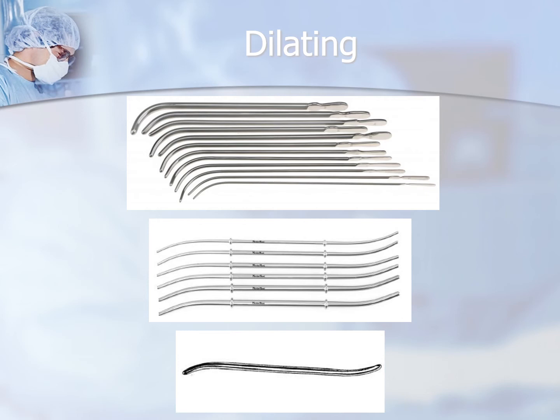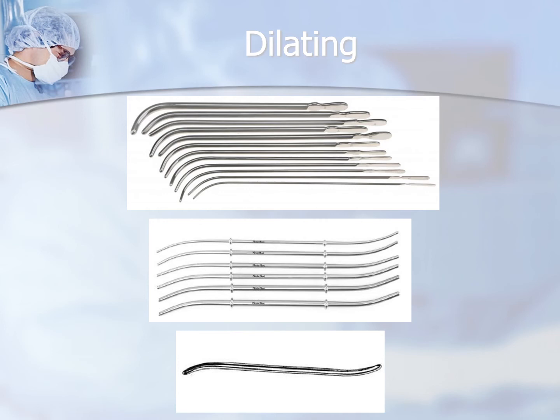Dilating. The top ones here are called Van Buren sounds, and they're used to dilate the urethral meatus, so urologists like to use those. The ones below the Van Buren sounds are called the Hanks dilators. These are used to dilate the cervix.